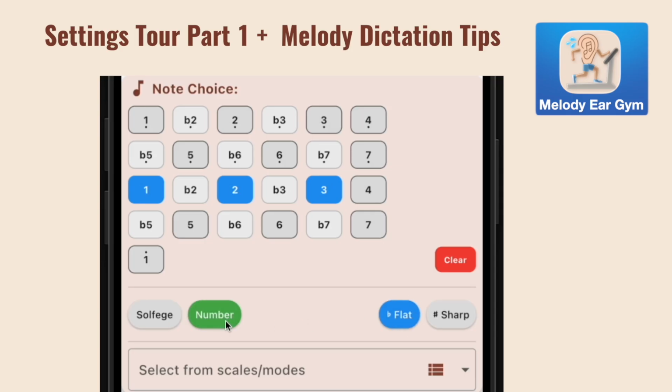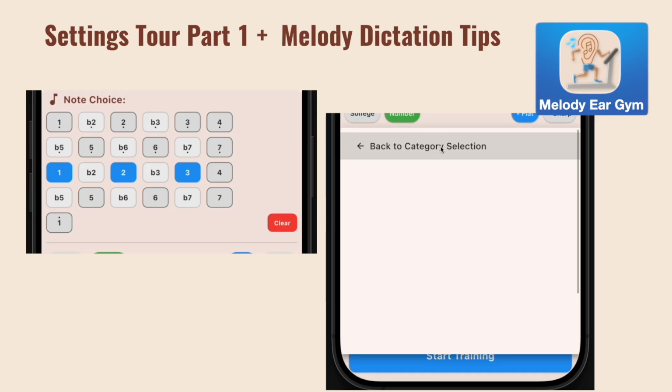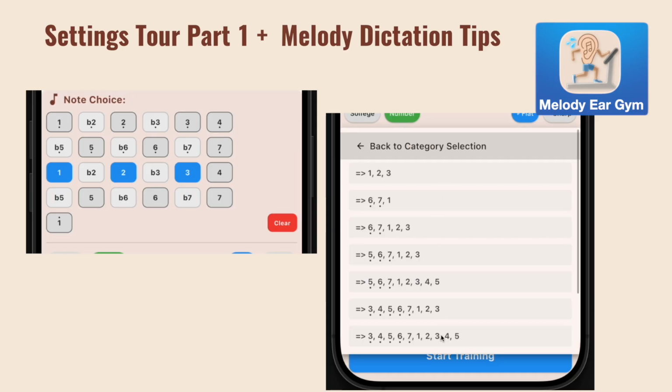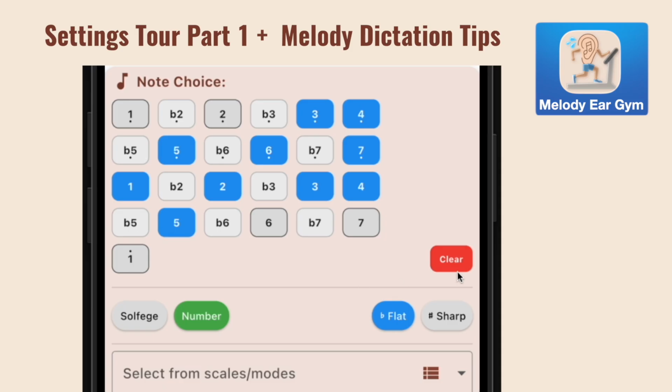If you're working within a specific scale or mode, use the Select from Scales mode dropdown. It's a fast way to pick all the right notes at once. And if you want to start fresh, just hit clear.